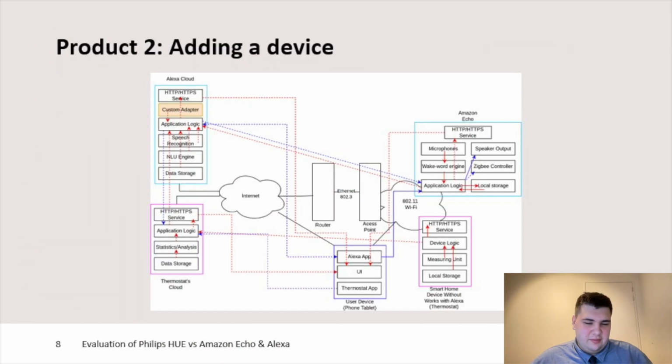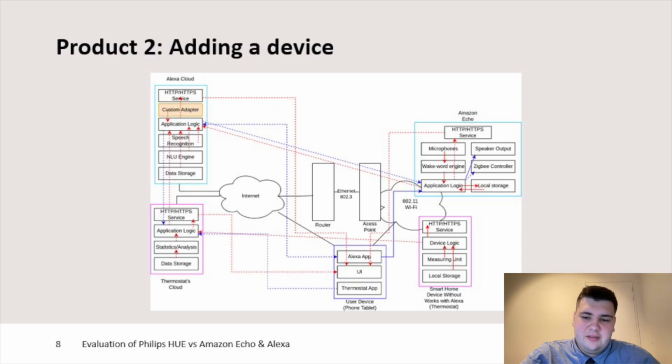What do we want to add in a device which doesn't have a Works with Alexa certificate? Then, as is seen on this development diagram, there is an additional box in the Alexa cloud, marked with orange color, namely the custom adapter. Sometimes this box requires manual user intervention or developer's intervention, but it depends again on the device itself.